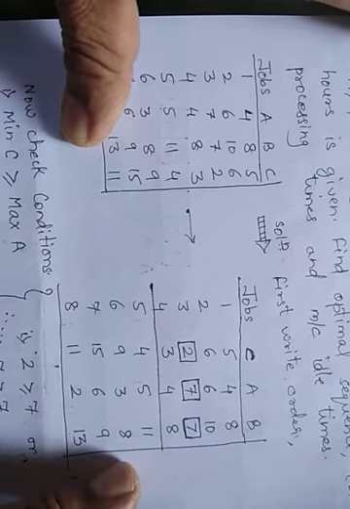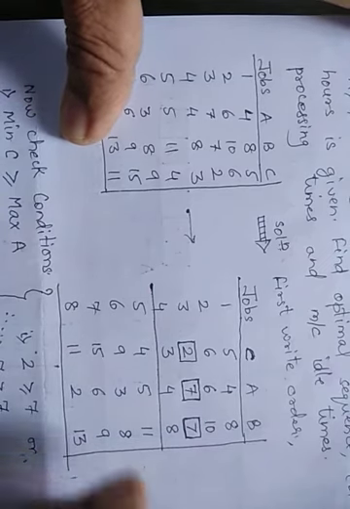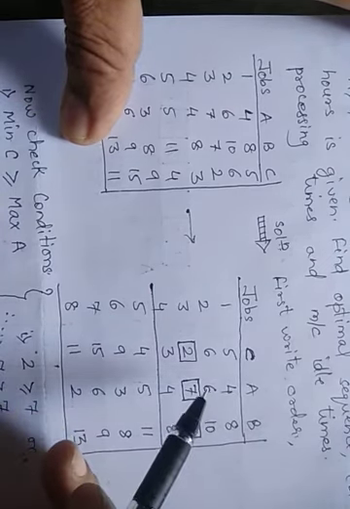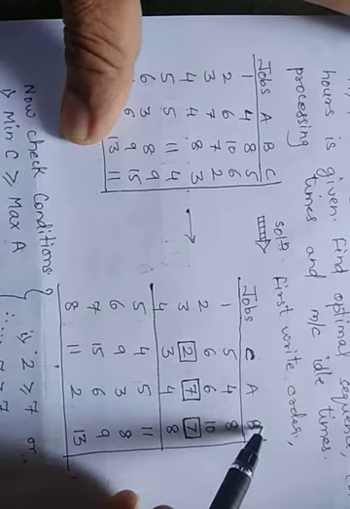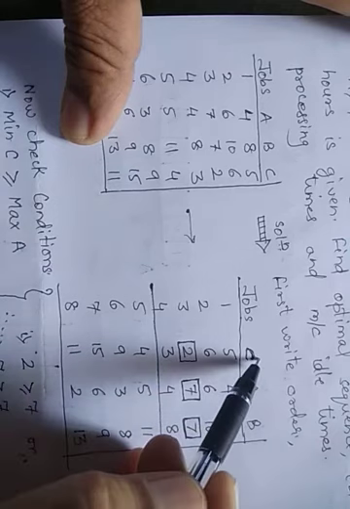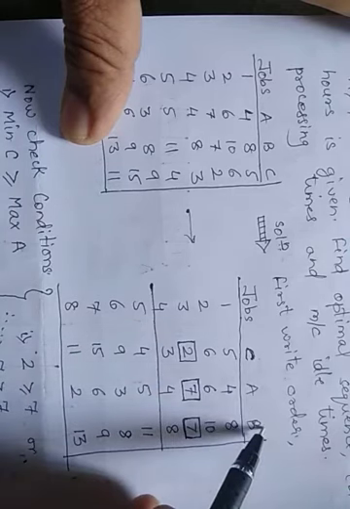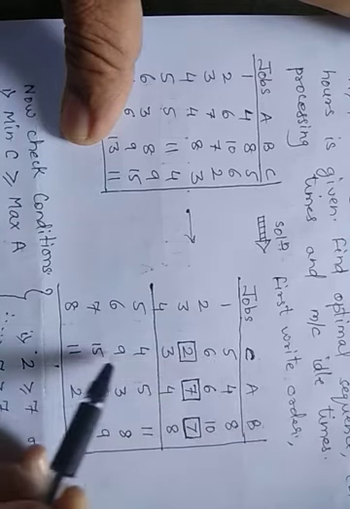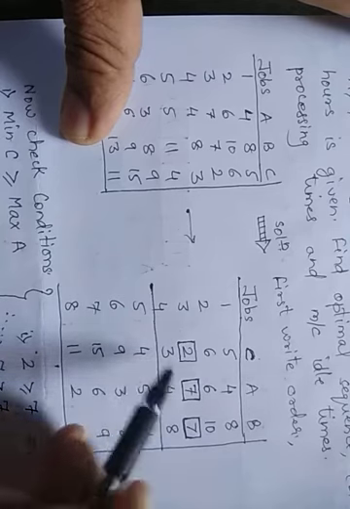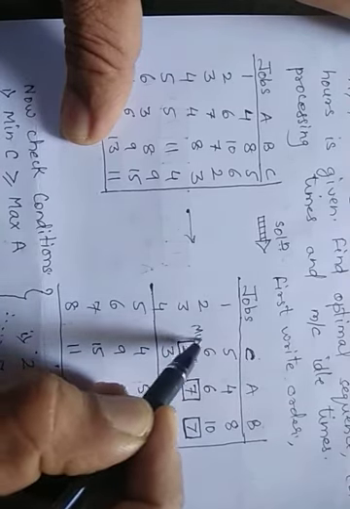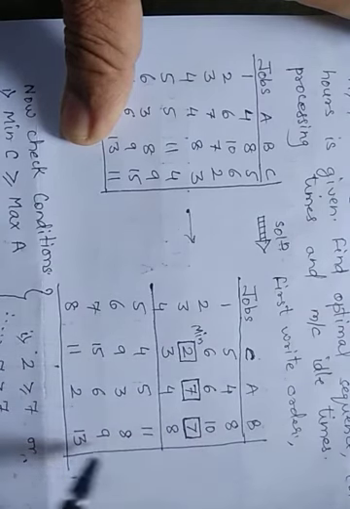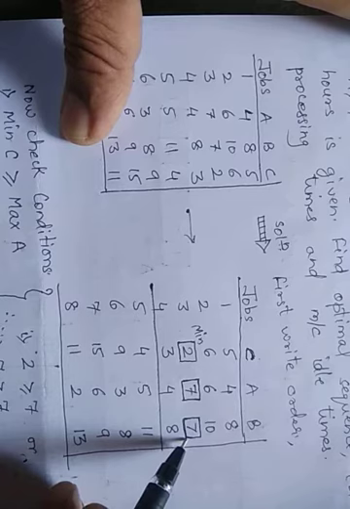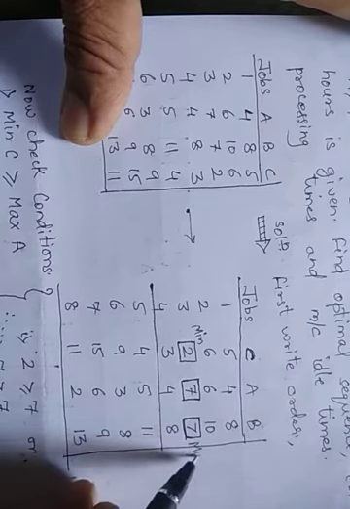Before checking the conditions, do the markings first. See the first column and the last column. If 3 columns are there, this is the first, this is the last. Correct? On the first column, mark the minimum number. The minimum number is 2, so we mark this minimum number. First column, minimum number. Last column, minimum number. It is 7. So you put a square mark here. So I have 2 minimum numbers.